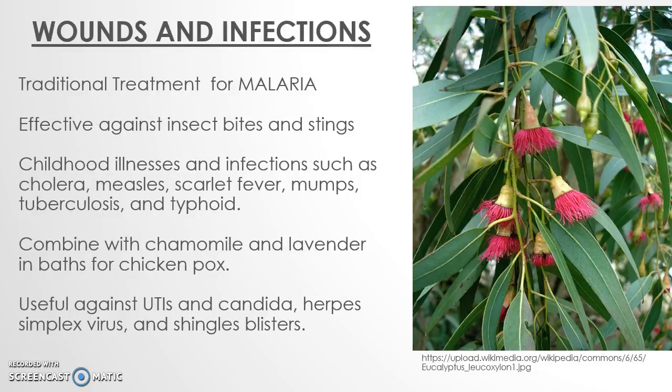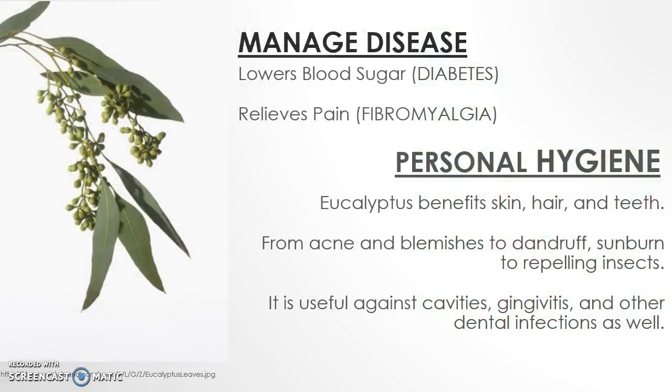Chicken pox, you usually hear about oatmeal. Candida, herpes, shingles. Wish I knew that when I had shingles. You can manage disease, such as diabetes, myalgia, personal hygiene. You can use it in deodorant. It helps with dandruff and repelling insects.